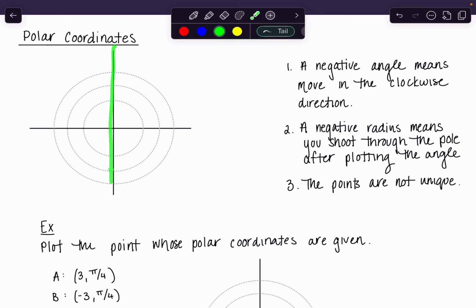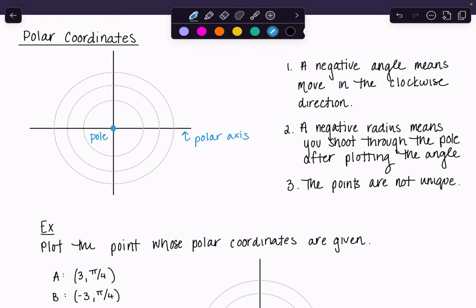So we're still going to have a system that looks like x and y, but instead we're going to not label that as x and y. This is going to be our starting axis, just like it is when we build our unit circle. So this is called the polar axis. And then our origin is replaced by something called the pole, okay? So what happens is you have a radius and you have an angle.